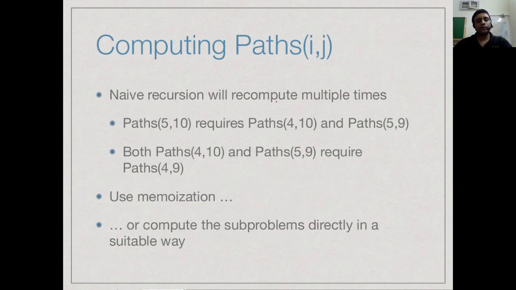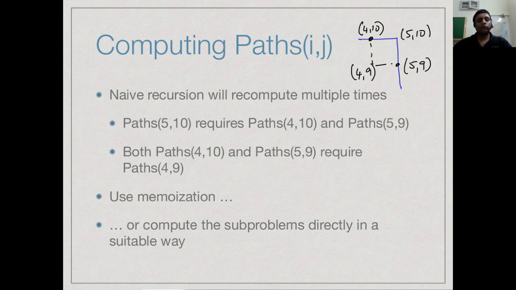So the difficulty with this calculation is the same as it was with Fibonacci, which is that if I have a particular calculation, so for example, supposing we start our recursive calculation at 5,10, then this will ask for 4,10 and 5,9. Now these in turn will both ask for 4,9. So if I just evaluate this paths function recursively the way it is written in the inductive definition, it will end up calling paths of 4,9 at least twice, and this wasteful recomputation will occur throughout and we will get an exponential number of calls to paths.